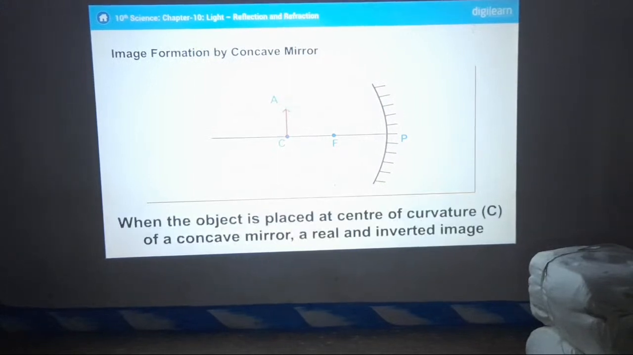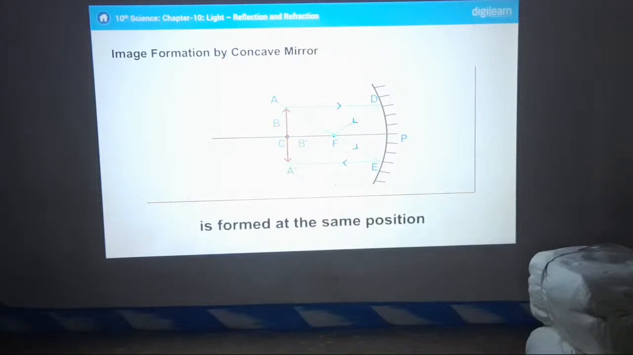Object at center of curvature C. When the object is placed at center of curvature C of a concave mirror, a real and inverted image is formed at the same position. Properties of image: same size as object, real and inverted.